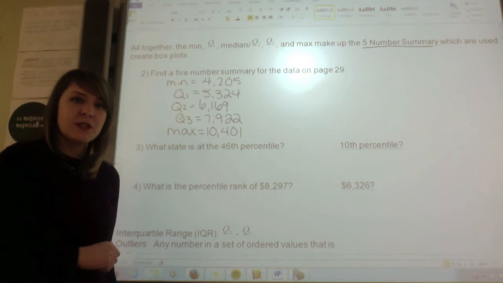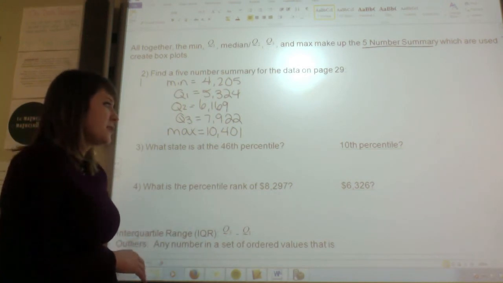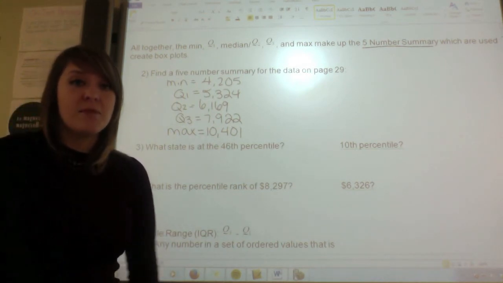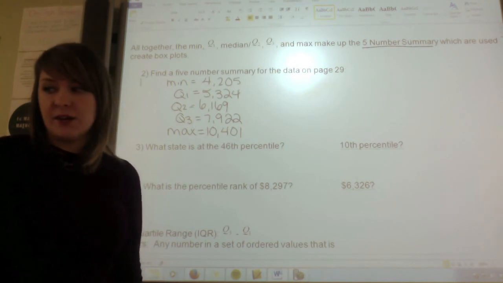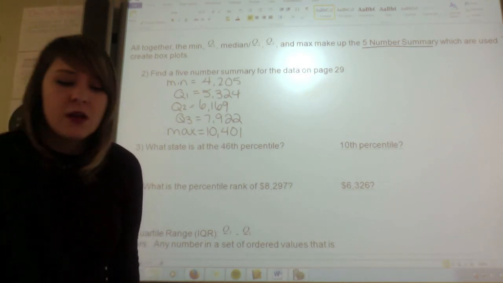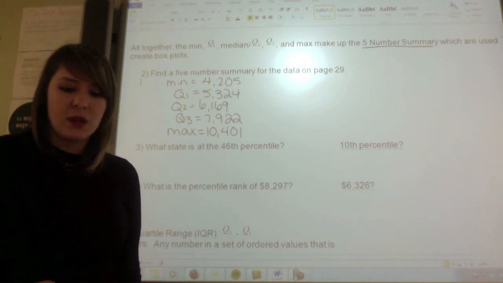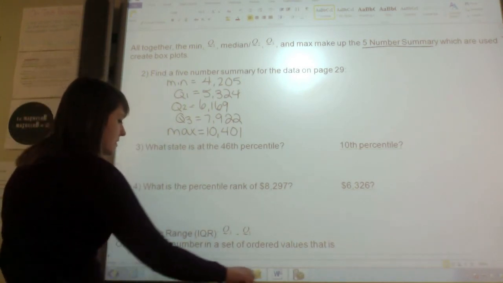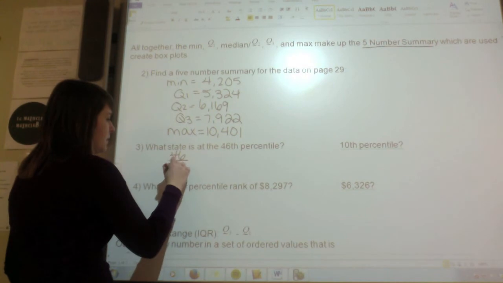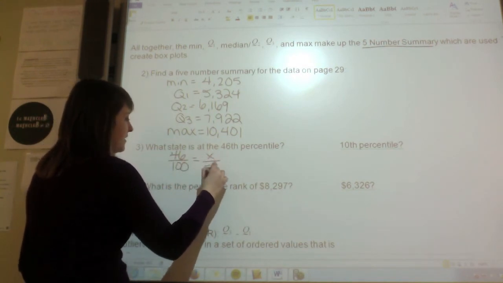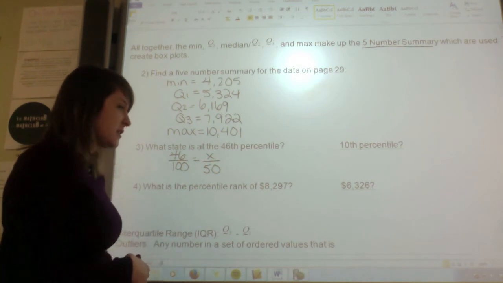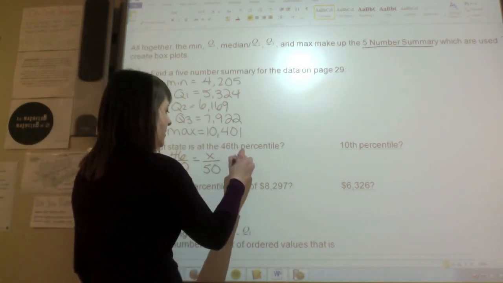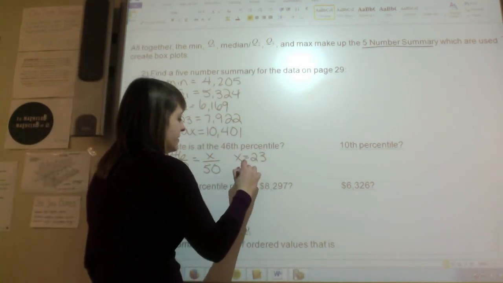Now I've just got a couple questions here about percentiles. What state is at the 46th percentile? Well, if I'm at the 46th percentile, that means I'm above 46% of the data. I have 50 states here in my data set, so I can take 46 out of 100, because that's the percent, and set that equal to something out of 50 to figure out what state is at that 46th percentile. When I solve that, you should figure out that it's going to be the 23rd state, which is West Virginia.